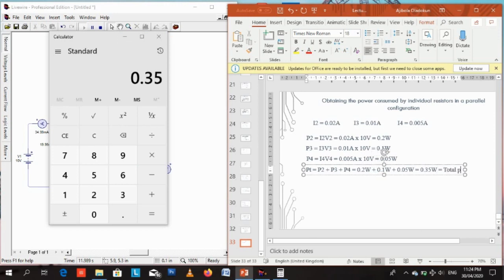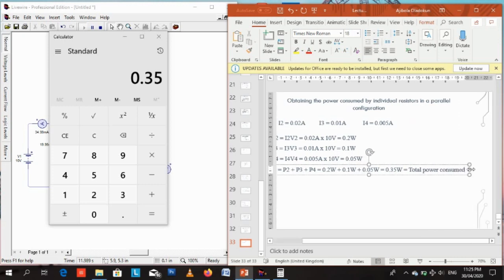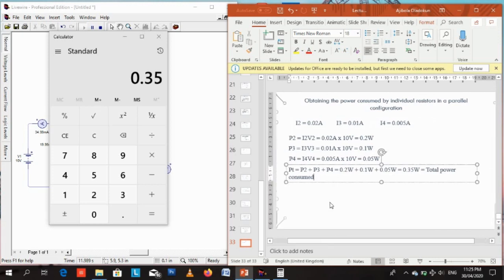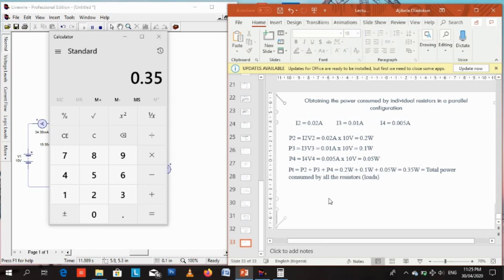So where PT equals total power consumed by all the resistors, or loads. So the total power consumed by all the resistors is 0.35 watts.